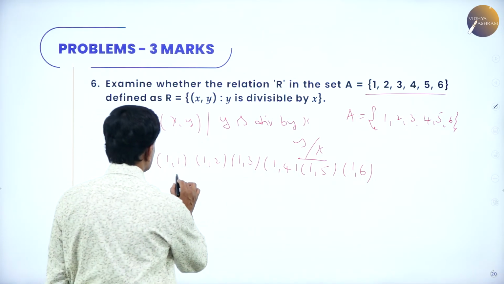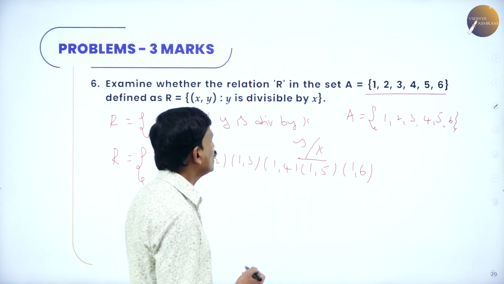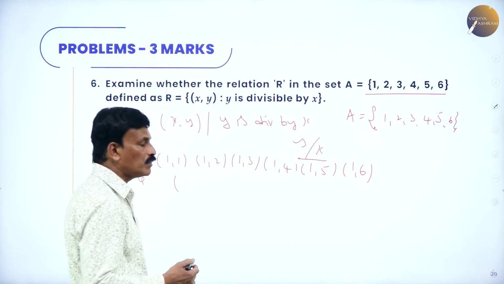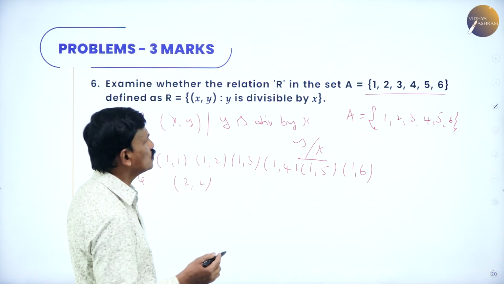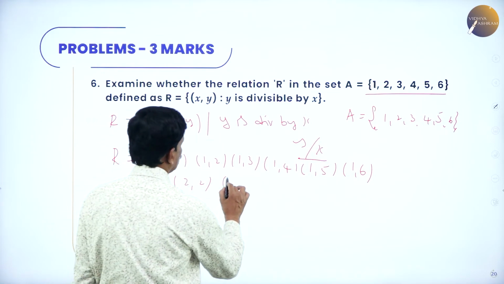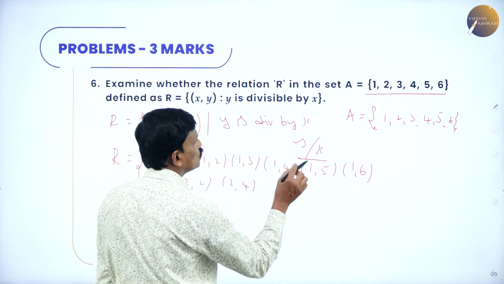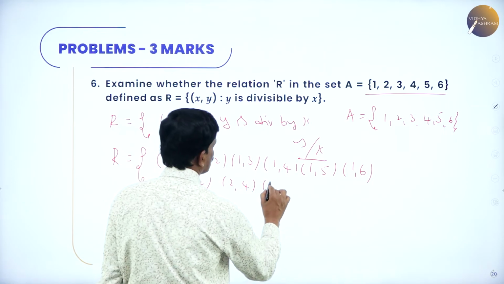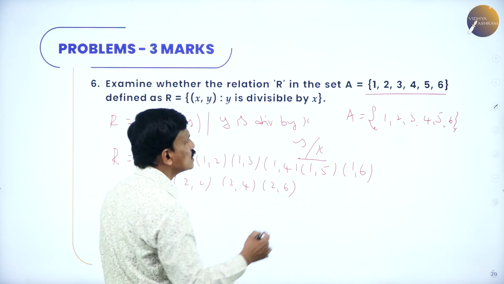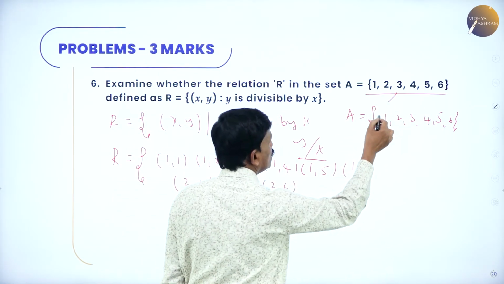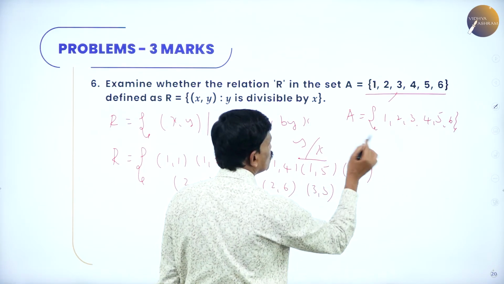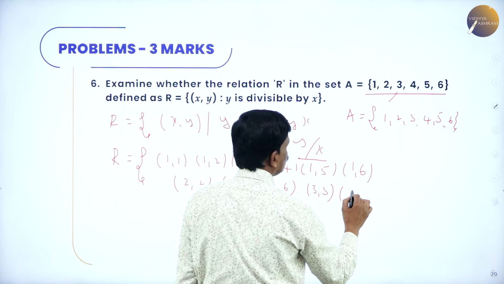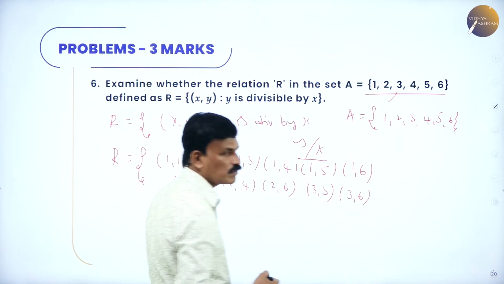Now let us come to the second. So 2 comma 1. You cannot divide 1 by 2. 2 comma 2. 2 is divisible by 2. 2 does not divide 3. 2 comma 4. You can divide 4 by 2. 2 is not divisible by 5. 2 comma 6. So you can divide 6. Similarly, come to the third element. 3 comma 1 not possible. 3 comma 2 not possible. 3 comma 3. So 3, 4 is not possible. 3, 5, 3, 6. You can divide 6 by 3.